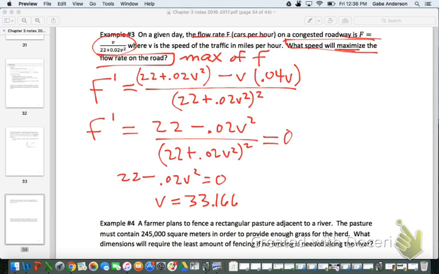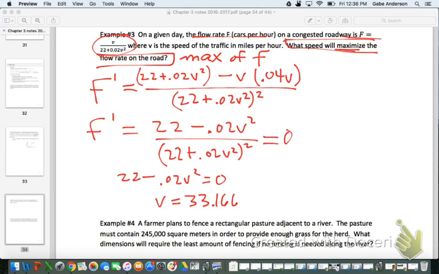All right, so let me just ask you again, what is it that we have found right now? We found a critical number. We haven't proven anything about this. We haven't determined whether this will maximize flow rate or anything like that. We don't know yet. It's not that it doesn't, we just don't know. So I've got a critical number. What do you guys suggest as far as a way to test this critical number out?